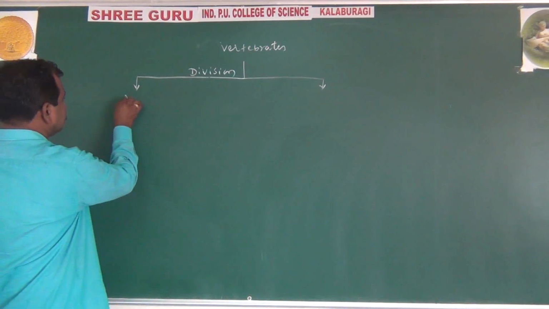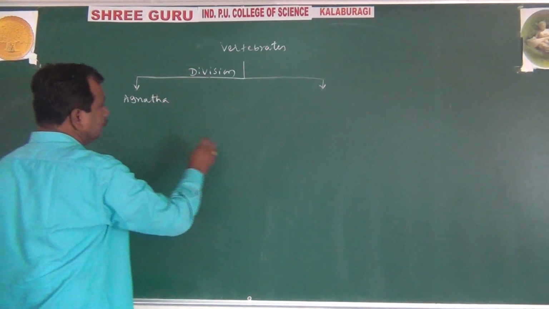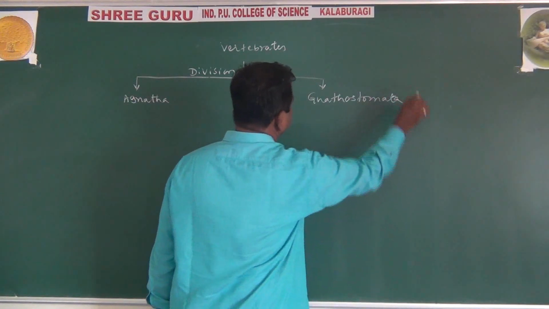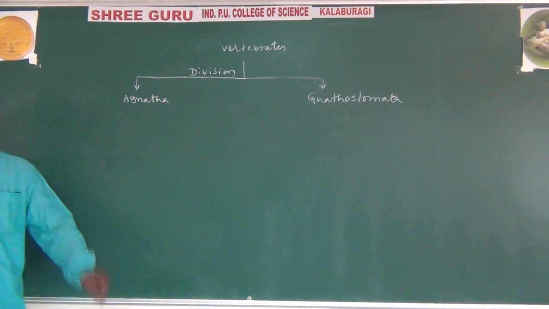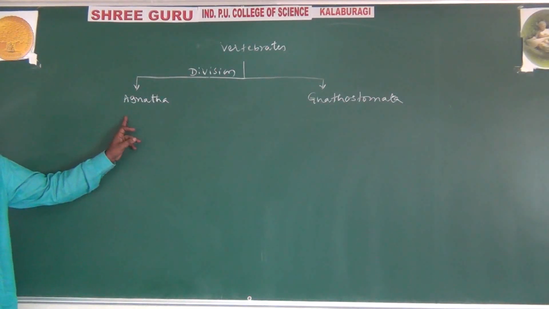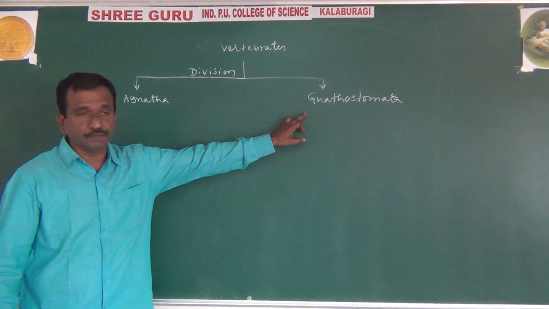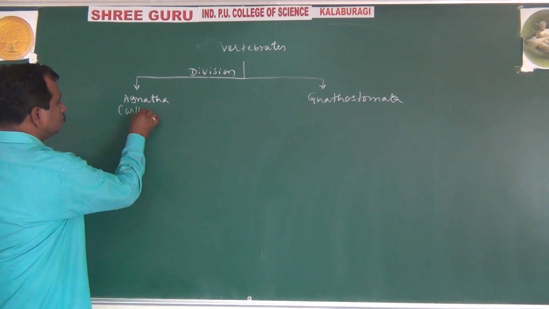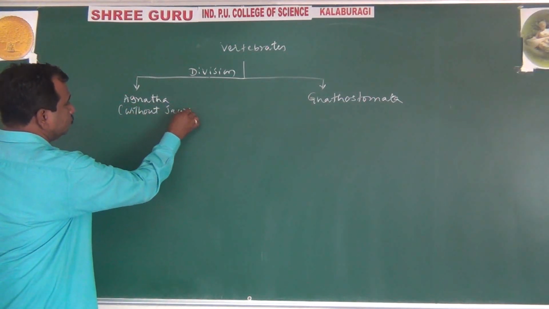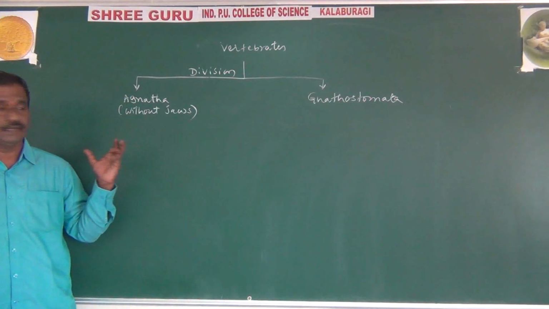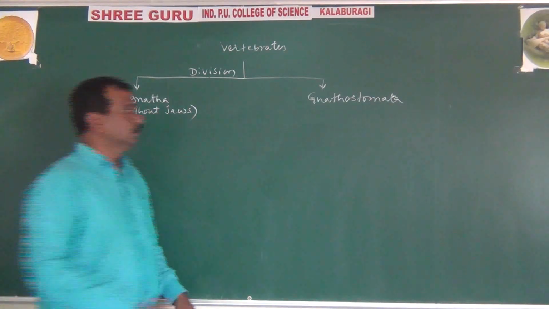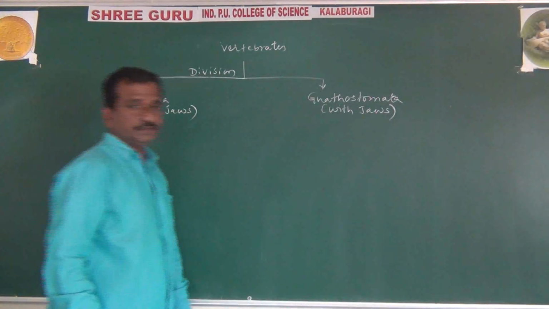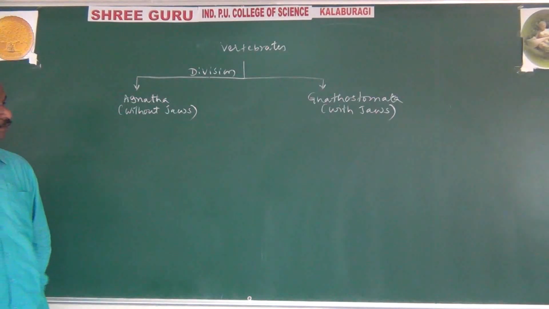The first one is the Agnatha group, and the other is Gnathostomata. So vertebrates are normally divided into 2 divisions, Agnatha and Gnathostomata. Agnatha is nothing but without jaws. If the organisms do not have jaws, they are considered Agnatha. Gnathostomata are nothing but those with jaws.